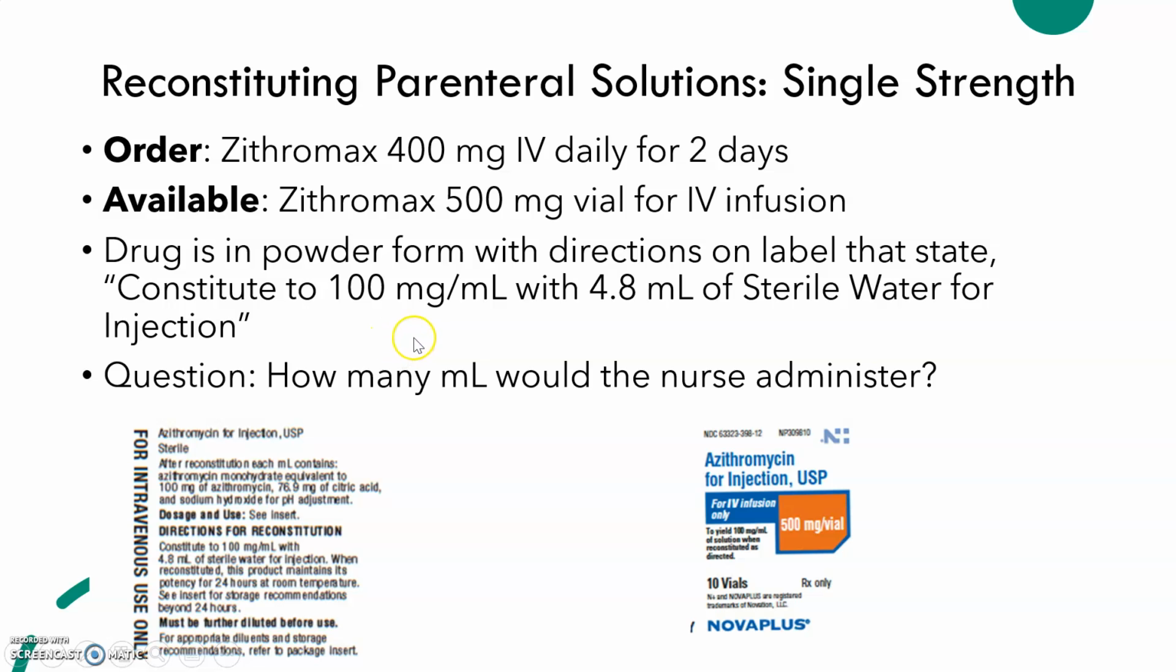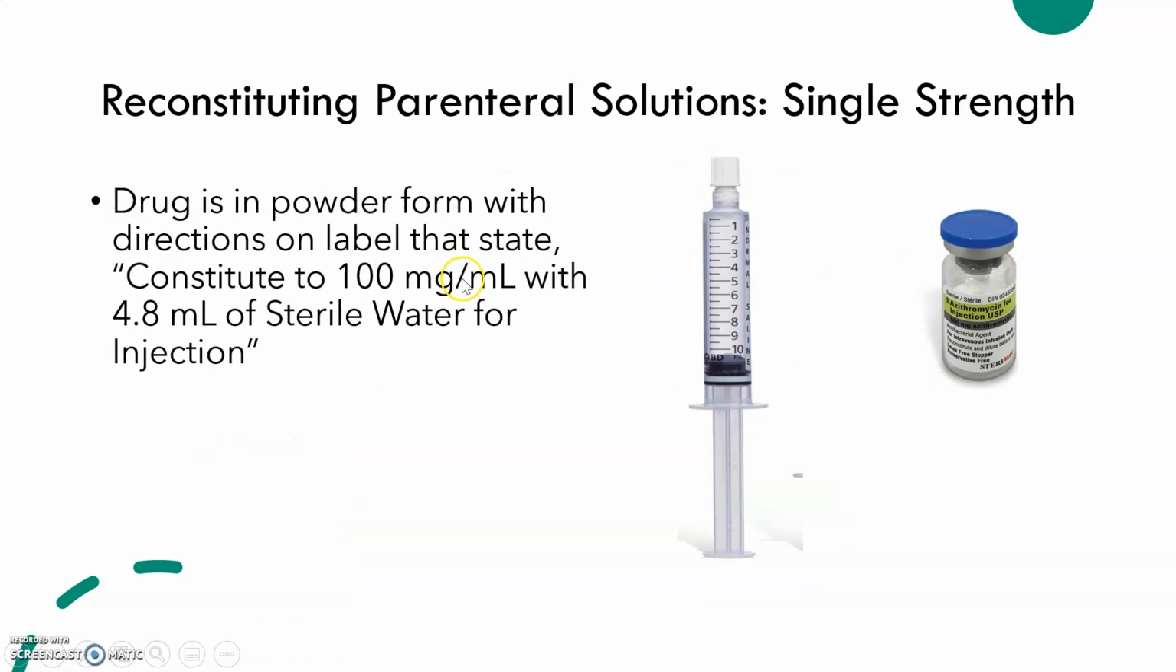One of the common mistakes is that the nursing students are looking and there are so many numbers. There are 500, 400, 100, and they don't know which one to use to do the calculations. So remember, the nurse is going to constitute the medication first using 4.8 ml of sterile water to get 100 milligrams per ml. So after the constitution, that's what the nurse has in this vial, 100 milligrams per ml.